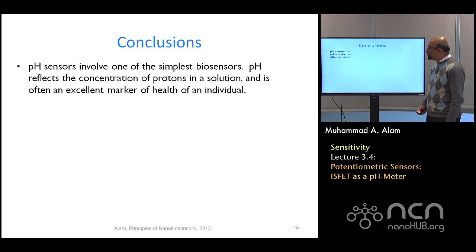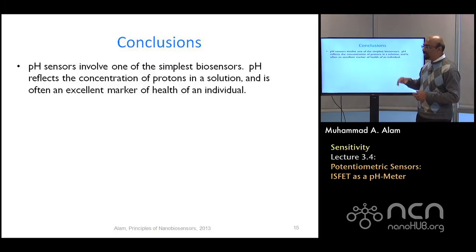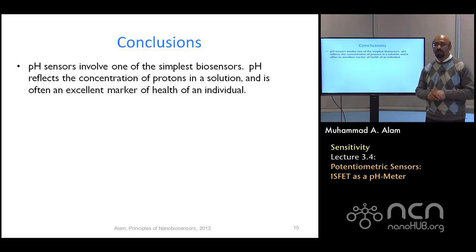So let me conclude. In this lecture, I explained that the pH sensor is one of the simplest types of biosensors. Biosensors in the sense that pH is a small molecule indicator of the health of an individual or a biological system. Remember that we had three types of molecules I said we'll be talking about: small molecules like glucose, and you can view the proton as a small molecule also, then DNA as polymers, and then viruses. So we had just talked about a small molecule detector using a field effect transistor.